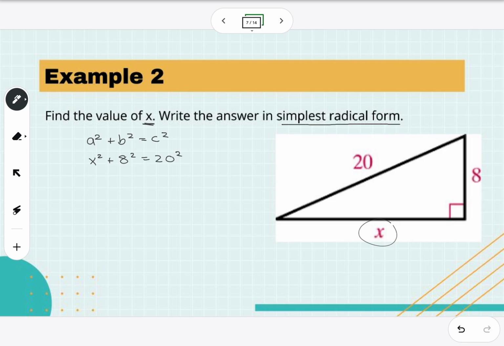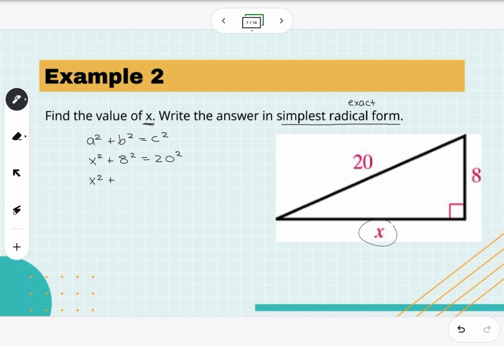I don't want you to plug this into your calculator. I don't want a decimal for this one. Kind of think back to circles. Remember how we would have exact or approximate? It's kind of what's going on here. Your simplest radical form, this would kind of count as your exact. If you plugged it in and got a decimal, that would kind of be your approximate, okay? So back to the problem.